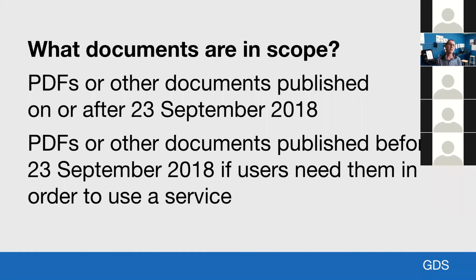It's up to you to decide what constitutes information that's needed to use a service, but for example, guidance on how to apply for a bulk waste collection would be considered necessary to use a service, whereas an annual report probably isn't. It's up to you to decide that though.